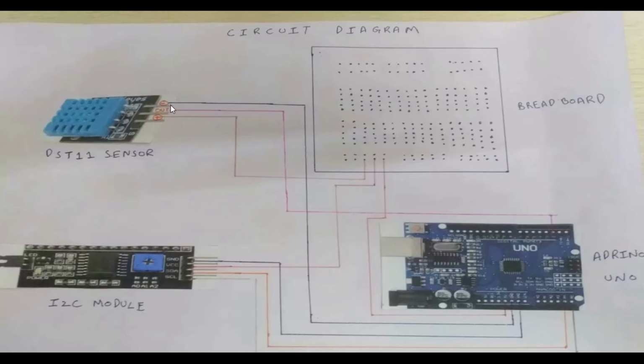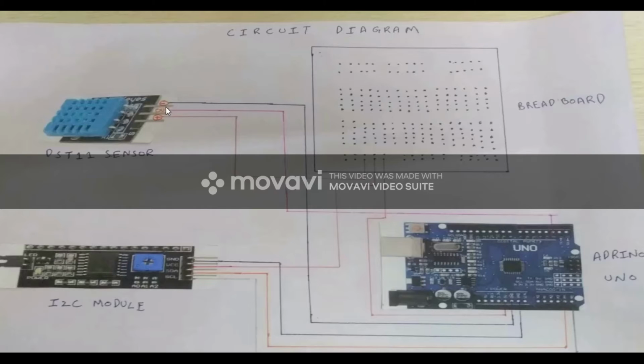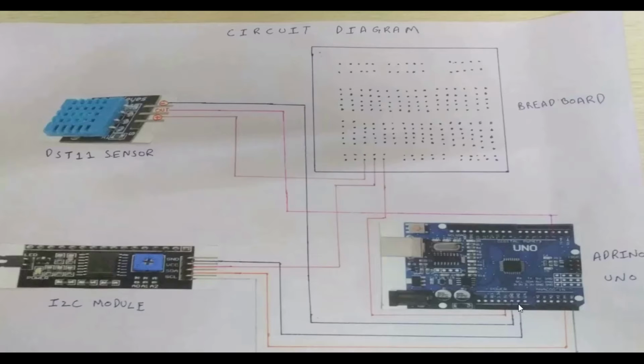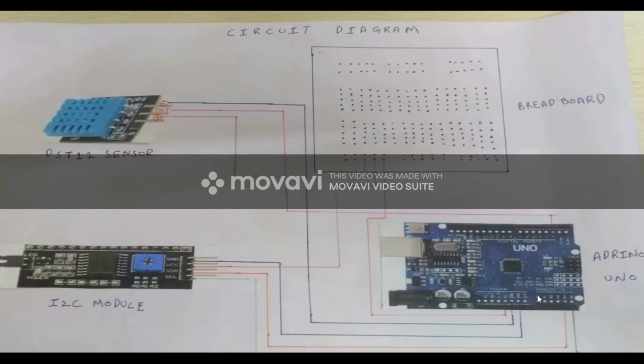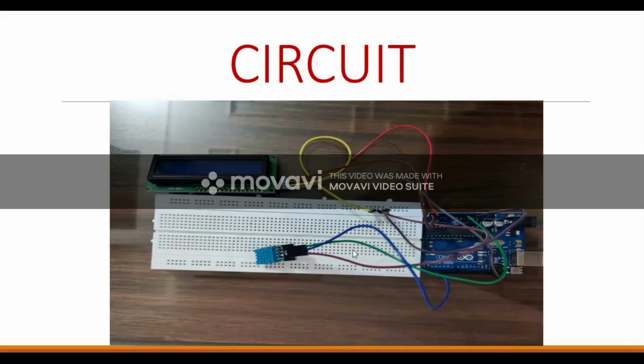Next we have the negative terminal of the DHT11 sensor and the ground terminal of the I2C module, both connected to the two ground terminals of the Arduino. We also have the SDA and SCL connected to the A4 and A5 analog pins respectively. That completes our circuit diagram. This is how the circuit actually looks.